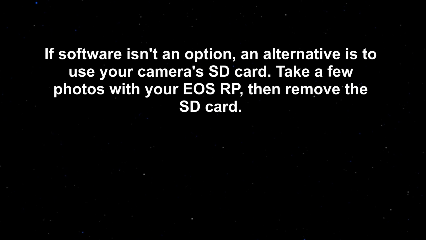If software isn't an option, an alternative is to use your camera's SD card. Take a few photos with your EOS RP. Then remove the SD card. Insert the SD card into your computer's card reader. You'll need to locate one of the images you just took.